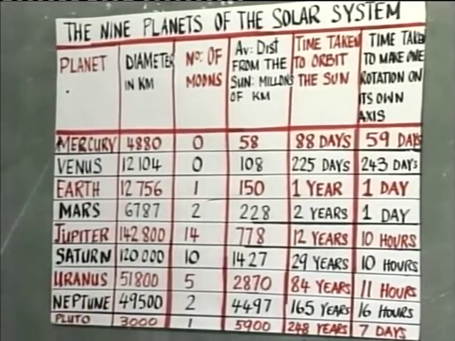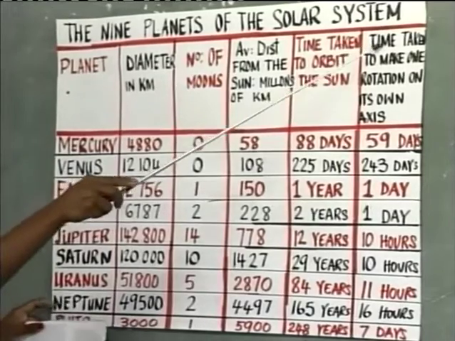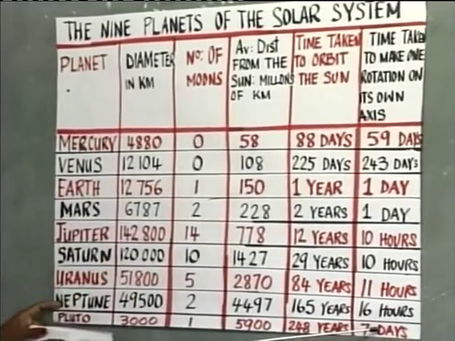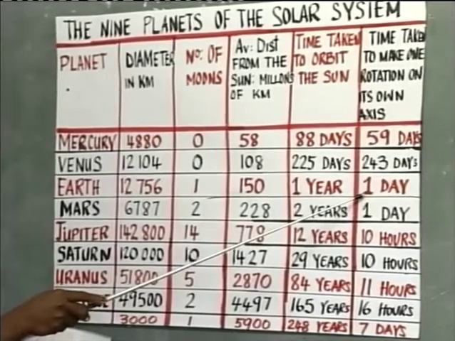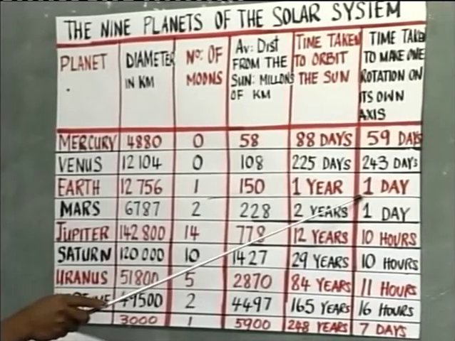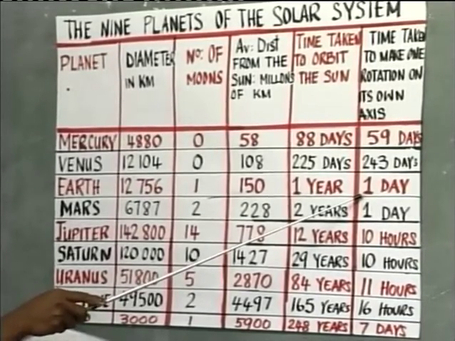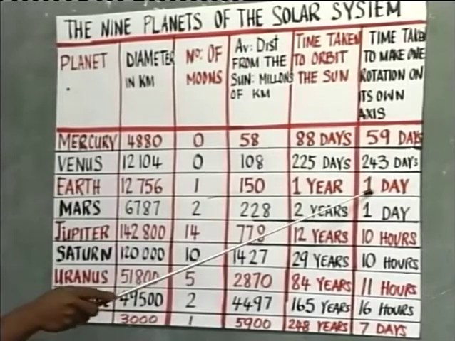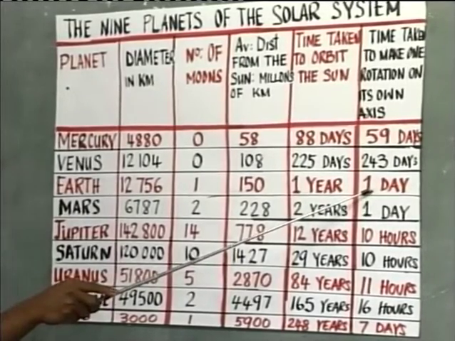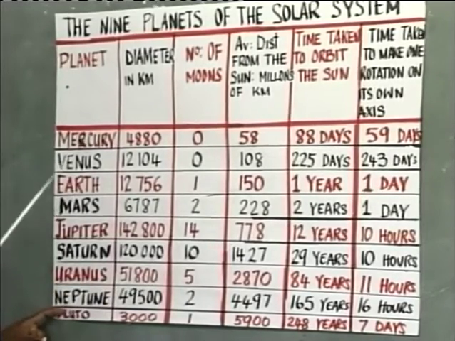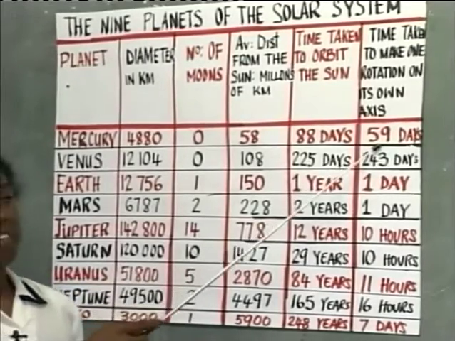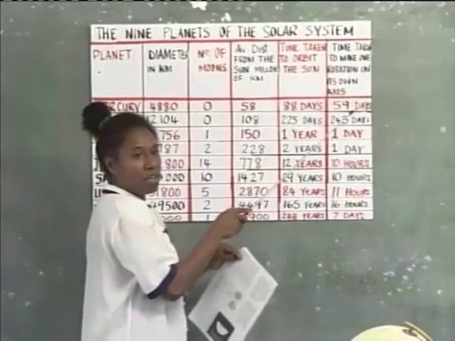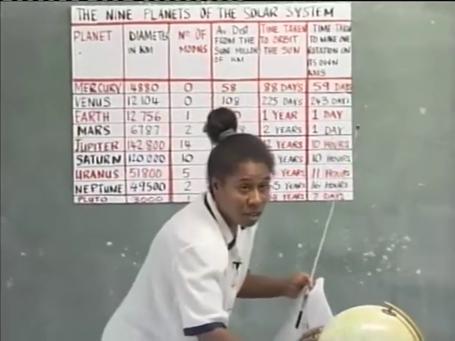Okay, let's look at the last column only, just to make a comparison of the hours or days it takes for the other planets to complete one full rotation. We know already the Earth takes 1 day, which is 24 hours. We go to Mercury. Mercury will take 59 days to complete one full rotation.